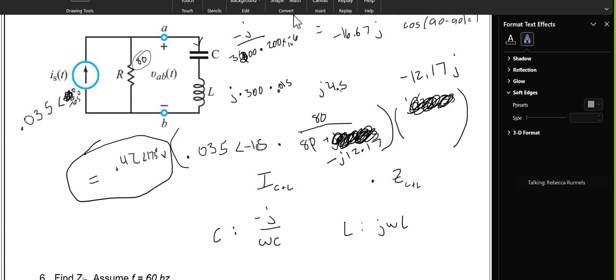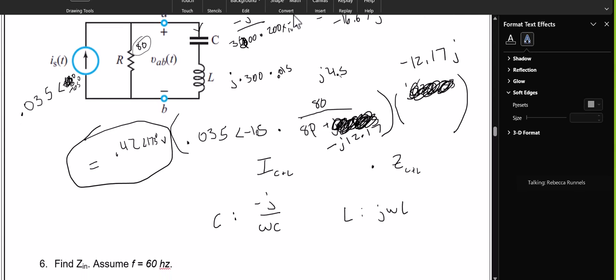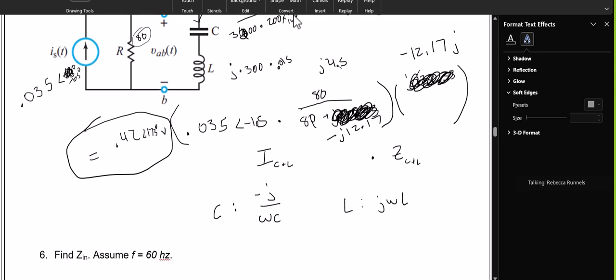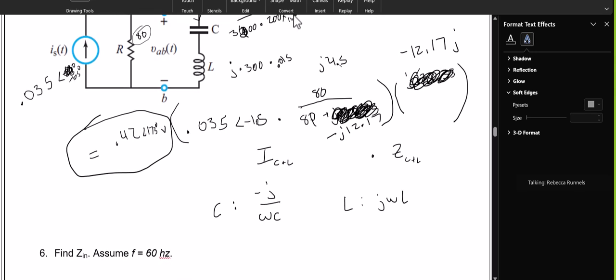Yes? What was the final answer? It was 0.42 angle 173 degrees. Positive. I got 0.43. Yep. So what was the angle? 173, positive. And the solutions manual says negative 180 something. Yeah, but it's the same. You would add 360 to get it to be the 170 term.